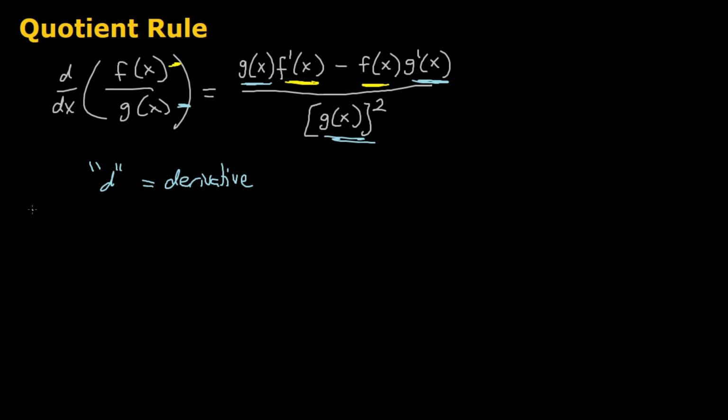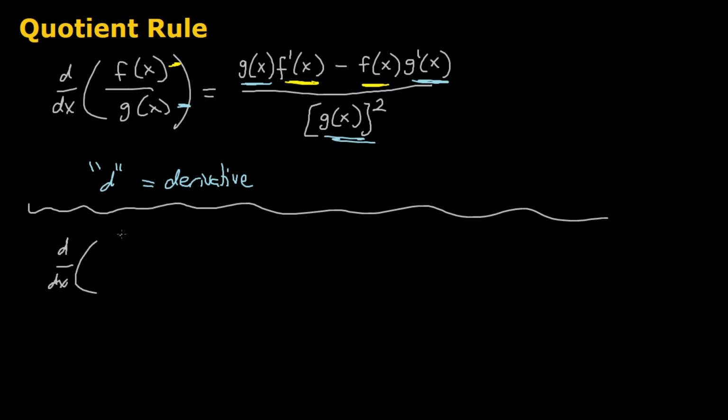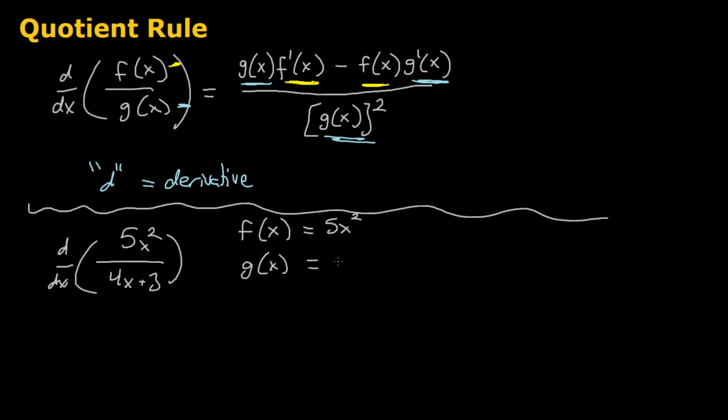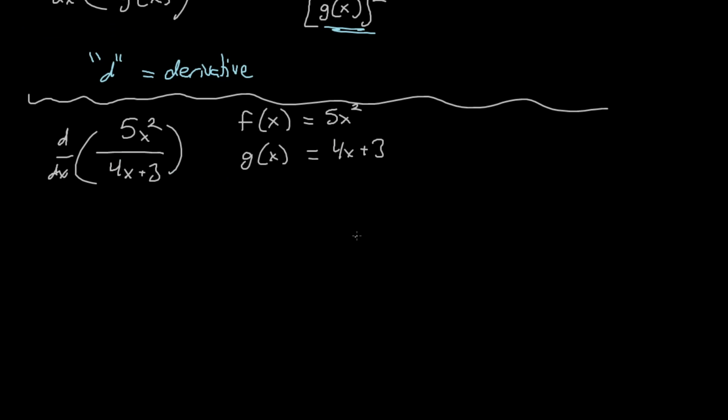Okay, so let's just try and do a quick practice problem to make sure that we understand how to do this. So let's say we want to find the derivative of 5x squared divided by 4x plus 3. So here, our top function, or high function, f of x, is going to be 5x squared. And then our low function, or bottom function, is going to be g of x, which is 4x plus 3.